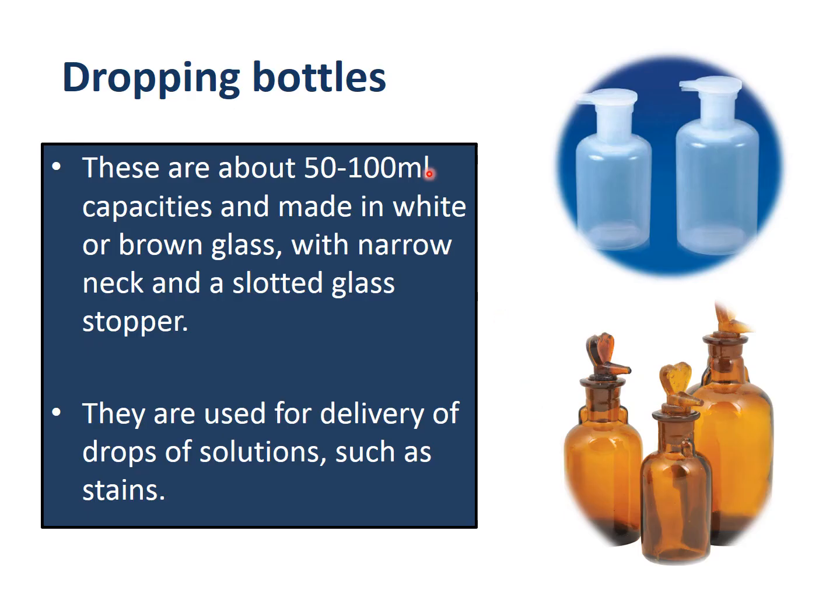Now dropping bottles. These are about 50 to 100 ml capacities, made of white and brown glass, and they have a narrow neck with a slotted glass stopper. The slotted glass stopper helps to pour the solution drop-wise.